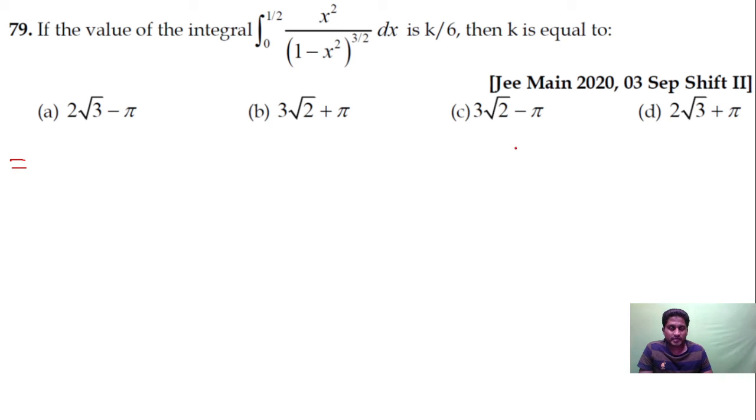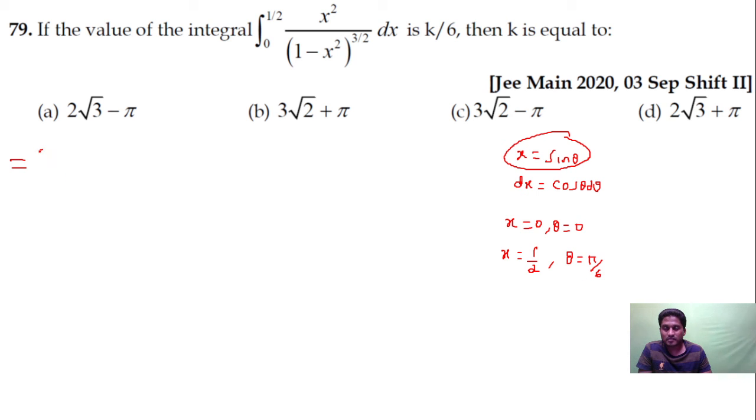1 minus x square, I'll put x is equal to sin theta, we all know this. x is equal to sin theta, dx is equal to cos theta d theta. Now let us change the limits as well. When x is equal to 0, theta will be equal to 0, and when x is equal to half, theta is equal to pi by 6. So the limit is 0 to pi by 6. This is sin square theta, divided by 1 minus sin square, whole to the power of 3 by 2, and dx will be equal to cos theta d theta.